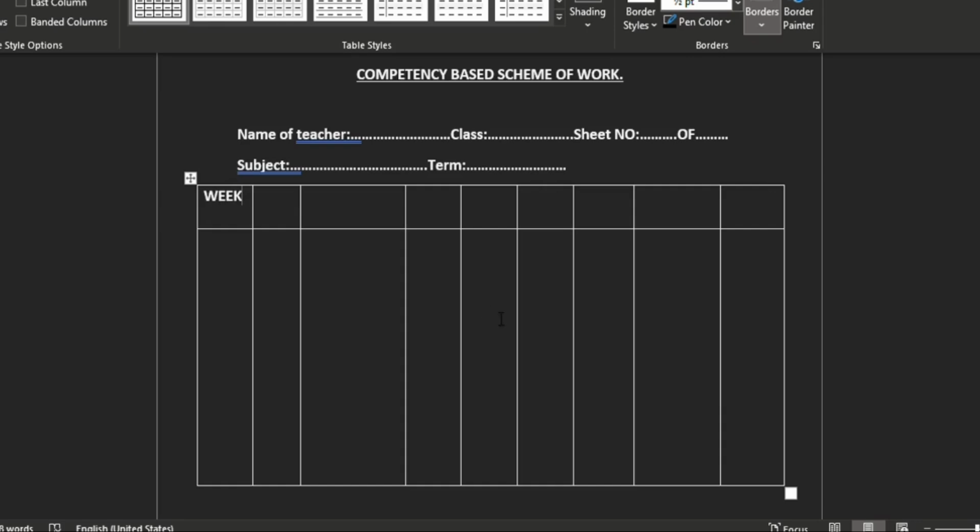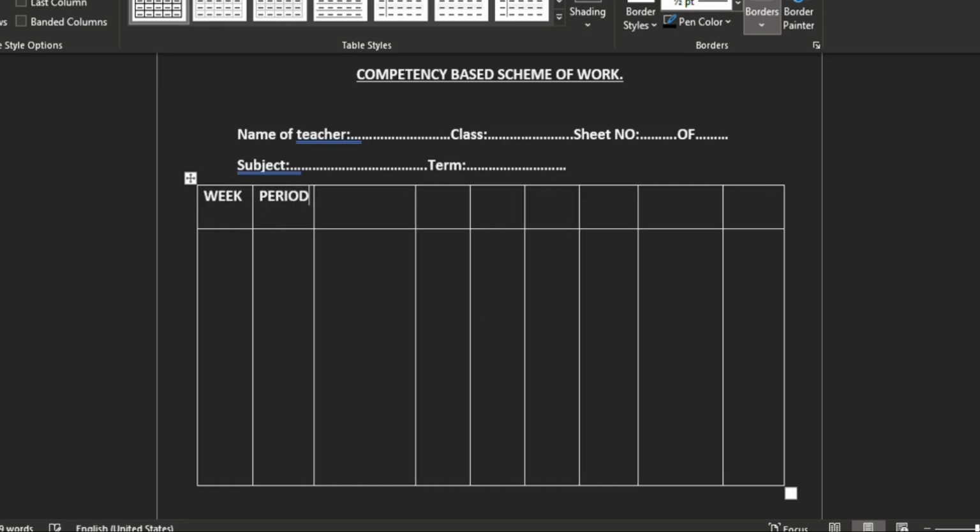Mostly, most schools provide this scheme of work to the teachers, and your work is just to write the top, I mean, just to scheme.